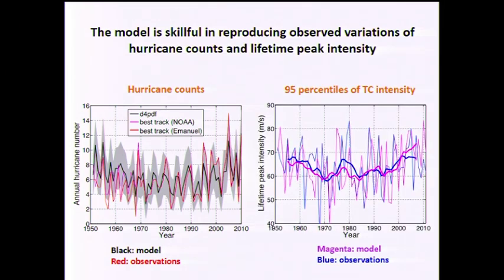And this figure compares the simulated and observed hurricane intensity. I'm showing here the 95 percentiles of the TC peak intensity. And again, the model is not bad. It can capture the largely interannual to decadal variability in the observed TC intensity, particularly on the low frequency time scales, which we're showing as the thick curves.